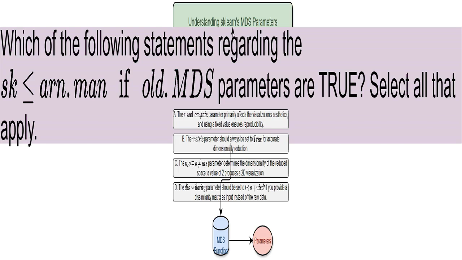This statement is false. The metric parameter actually decides whether I'm giving the function a pre-computed distance matrix or raw data. Setting it to true simply means I'm using a standard distance metric, not that it inherently provides accurate results. The best choice for metric depends entirely on what kind of input I have.